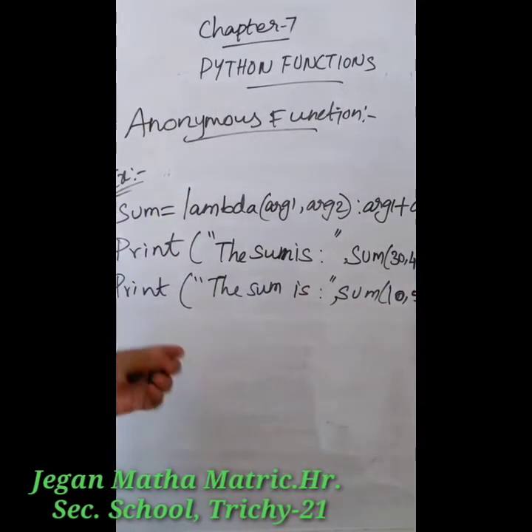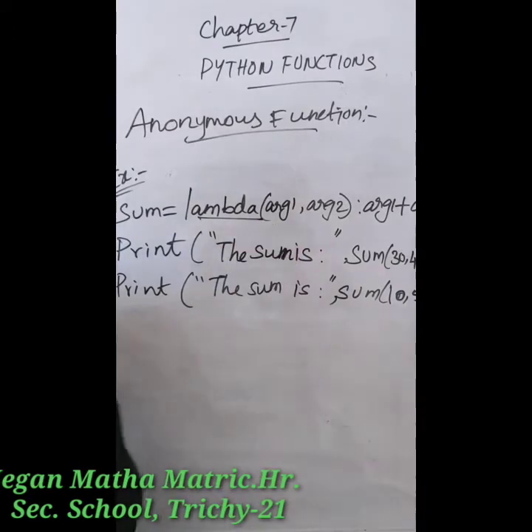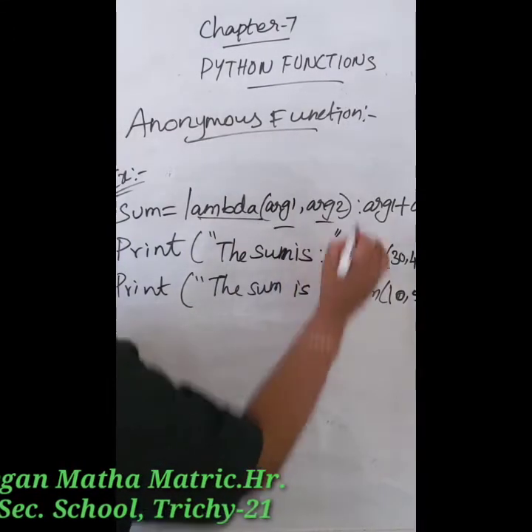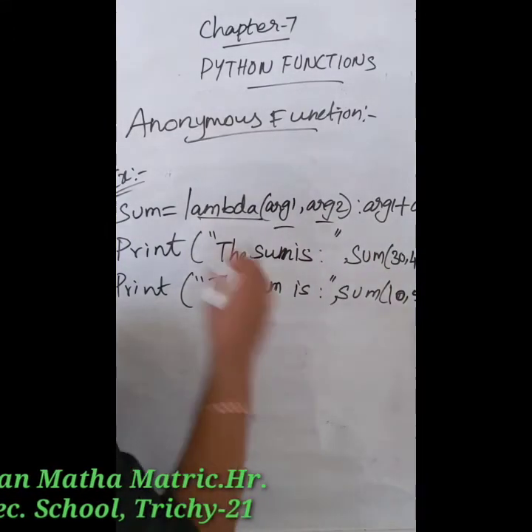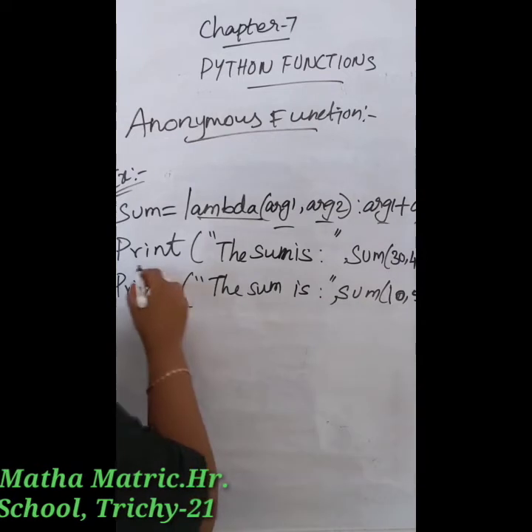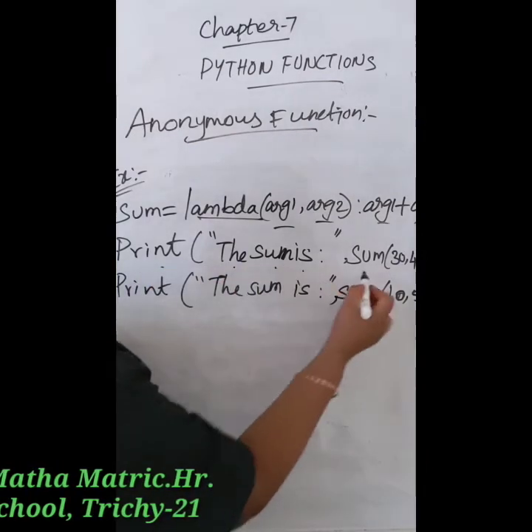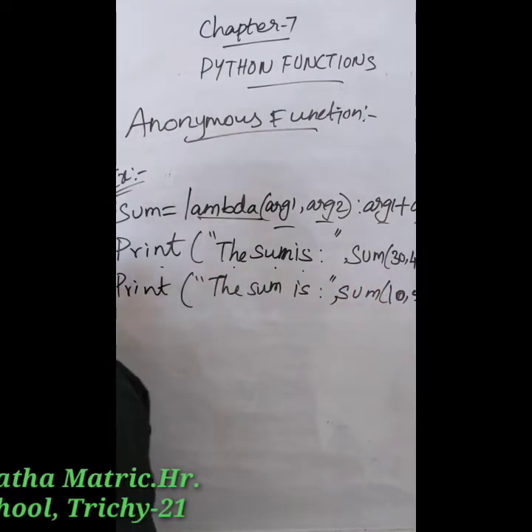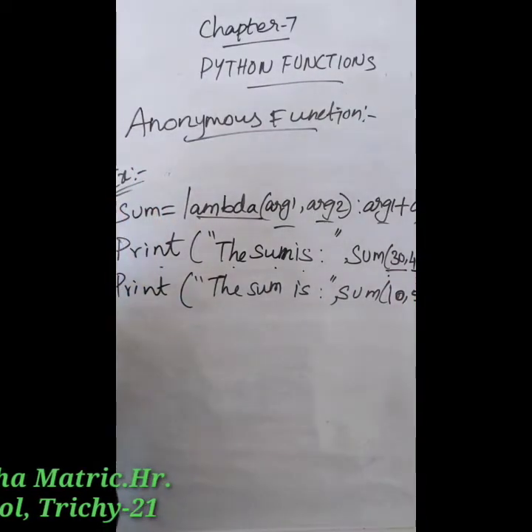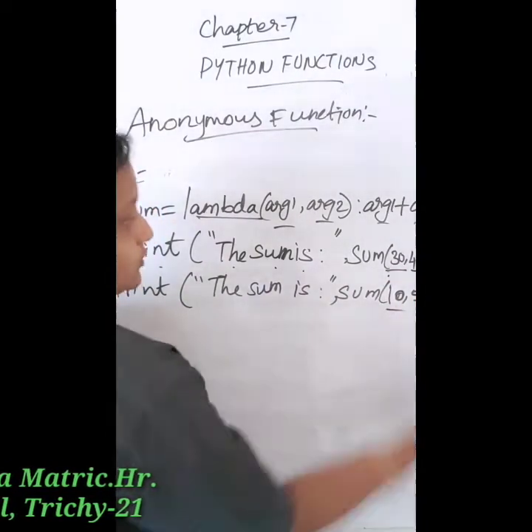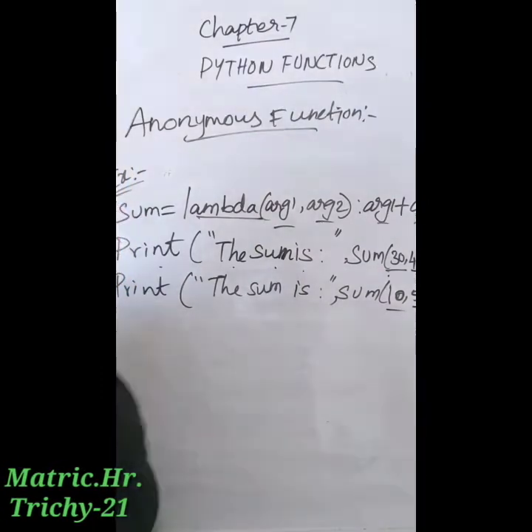Now let us see the example. Sum is equal to lambda, which is the anonymous function keyword, and then arguments, we use two arguments. One is argument 1, another one is argument 2. Then they add the two arguments, argument 1 and argument 2. Now print the statement, that is the sum is sum of 30, 40. So here argument 1 value is 30, argument 2 value is 40. And in the next example, argument 1 value is 10, argument 2 value is 50.